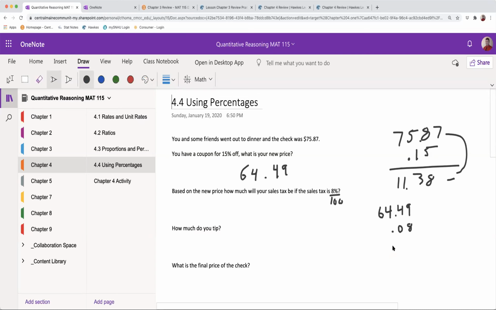Right? So now I multiply these numbers, 64.49 multiplied by 0.08. And so now I got to pay $5.1592, so $5.16 in tax. So then I add that back on, plus 64.49. And so my final check price is 69.6492, or 69.65.